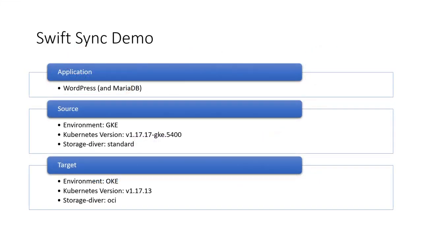In this video, we will demonstrate how to migrate a WordPress website deployed on a GKE cluster to an OKE cluster. The process will be done in 2 steps: discovery and replication. In the discovery phase, RackWare SWIFT collects the metadata of both the source and target container environments.